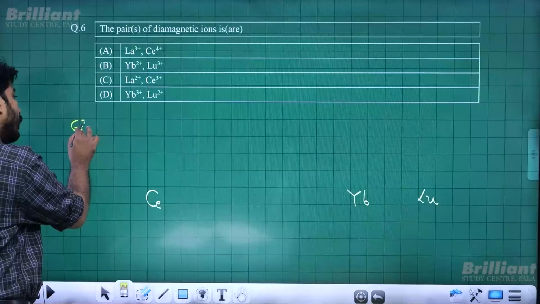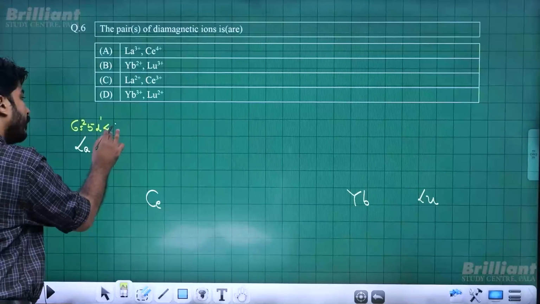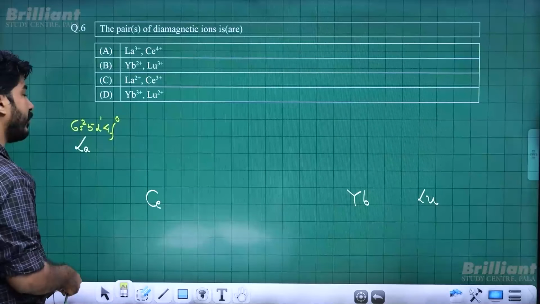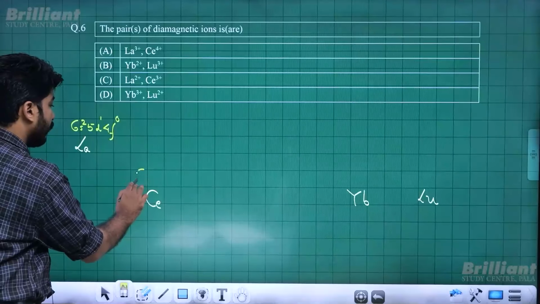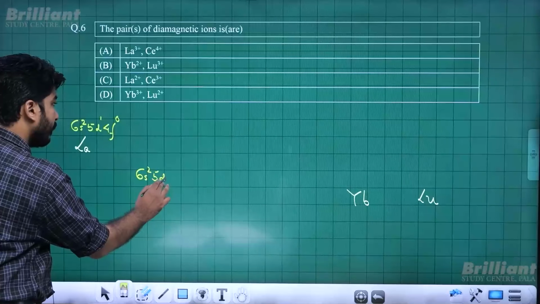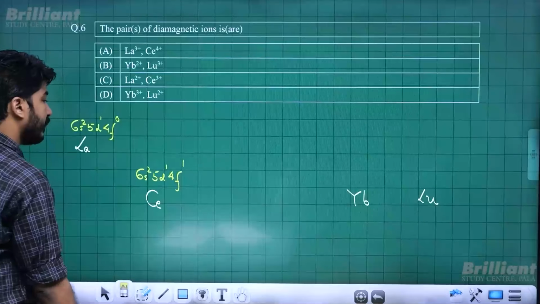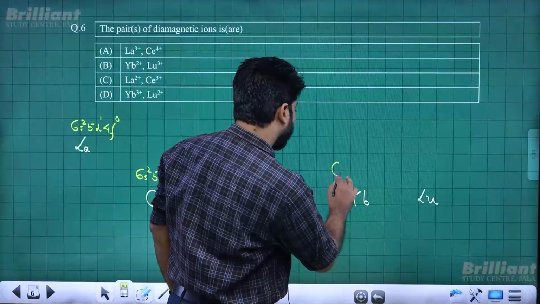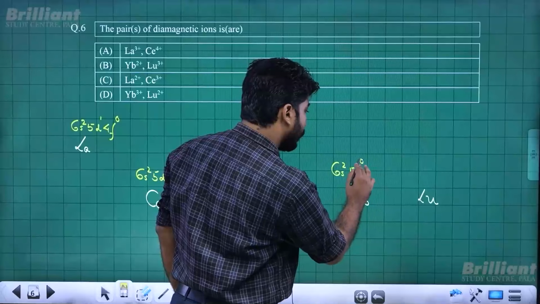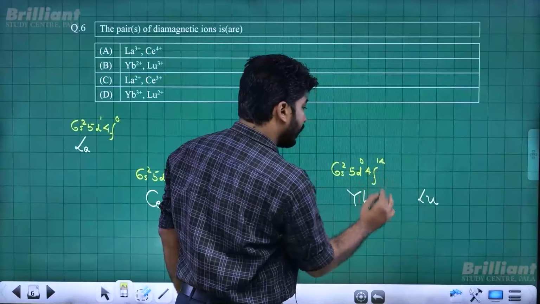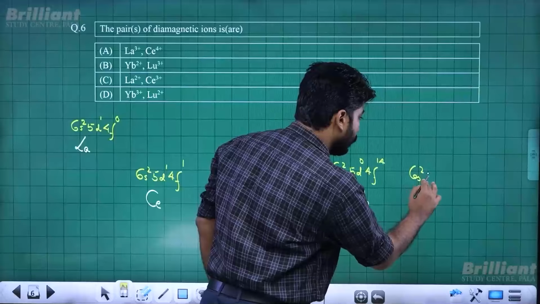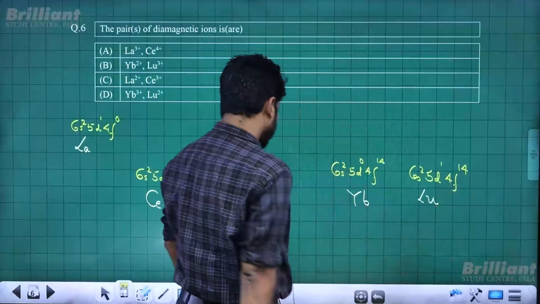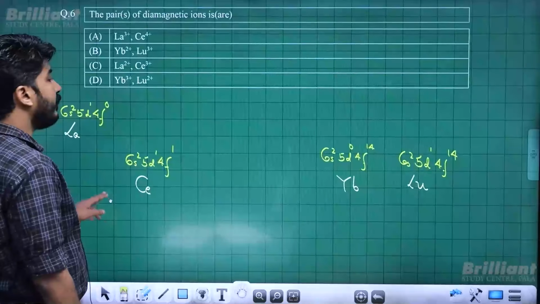6s2, 5d1, 4f0 is the configuration of lanthanum because this is the 3rd element of 6th period and this is the 4th element of 6th period. So 6s2, 5d1, 4f1 is the configuration of cerium. Both are having exceptional electronic configuration. Then ytterbium, 6s2, 5d0, 4f14 is the configuration, and lutetium, 6s2, 5d1, 4f14 is the configuration. So we know the element configurations.